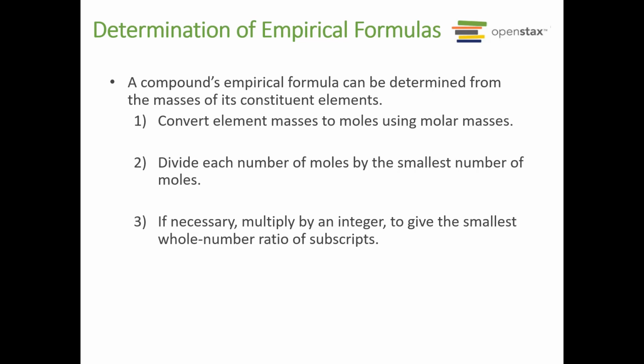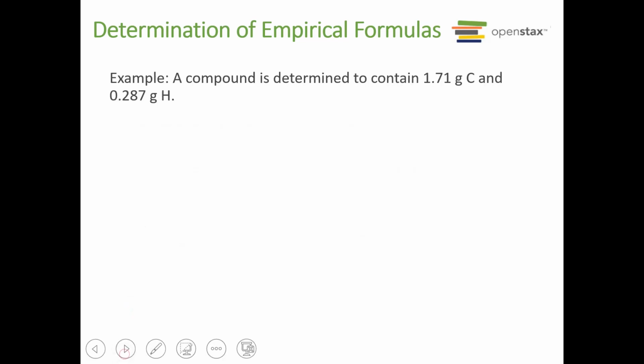So there's a list of steps here on how to calculate an empirical formula. I think what's a little bit more useful is if we actually look at an example. So let's look at an example here. We have a compound that contains 1.71 grams of carbon and 0.287 grams of hydrogen. So the first thing that we're going to do is convert the number of grams into moles.